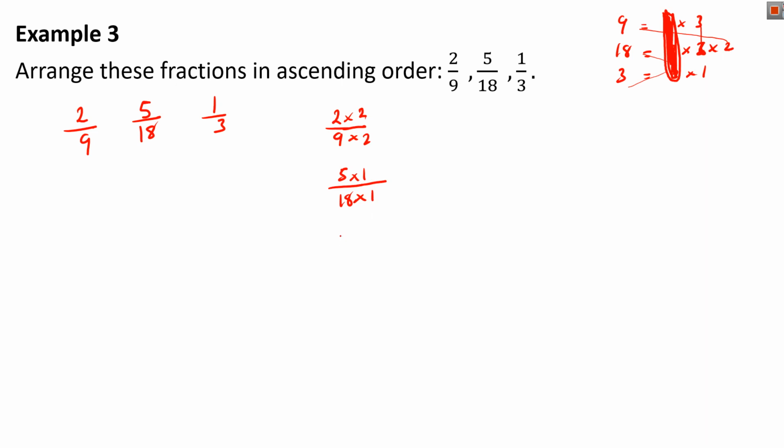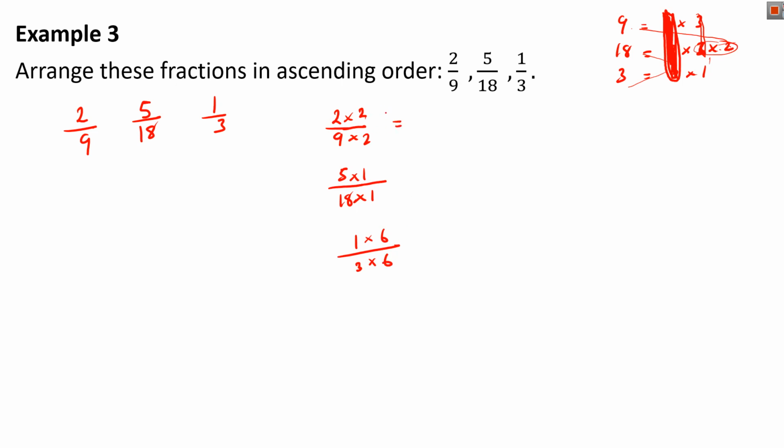Then for the 1 over 3, times 6. That's what it doesn't have. It doesn't have this 6. You only have this 3. This one has this 2 but doesn't have this one. That's why we times it by 6. This one has everything, that's why we times it by 1, 18. So this is 1 times 6 and then 3 times 6.